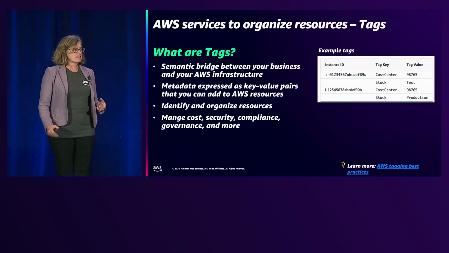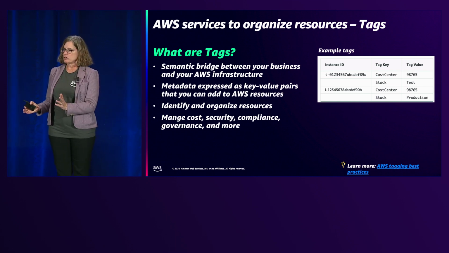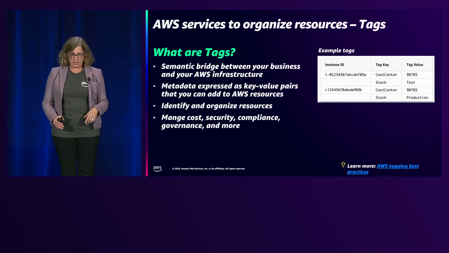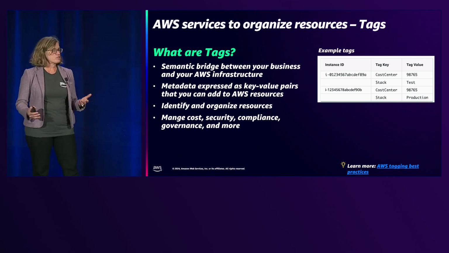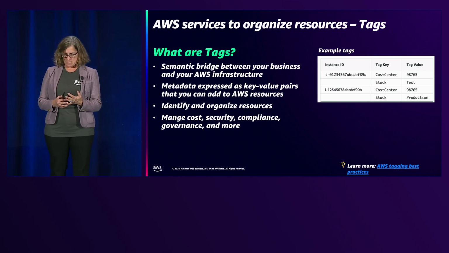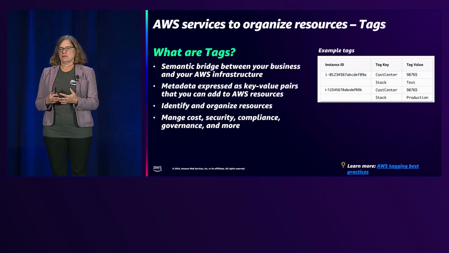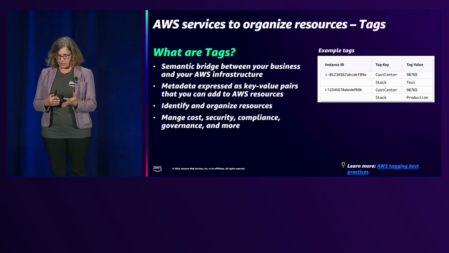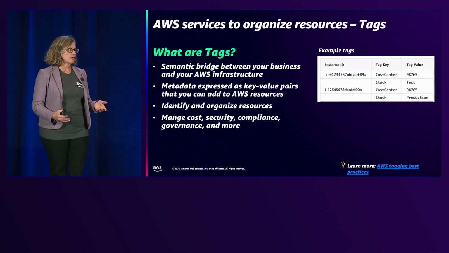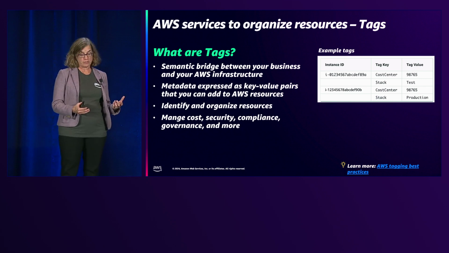We also like to think of tags as really a semantic bridge between your business infrastructure and your AWS infrastructure. And we hear some of the most common use cases from customers around tagging, and you may be using some of these yourself, are to add tags such as department, cost center, team, application. And tagging today is most often used for things like cost allocation or security and governance.